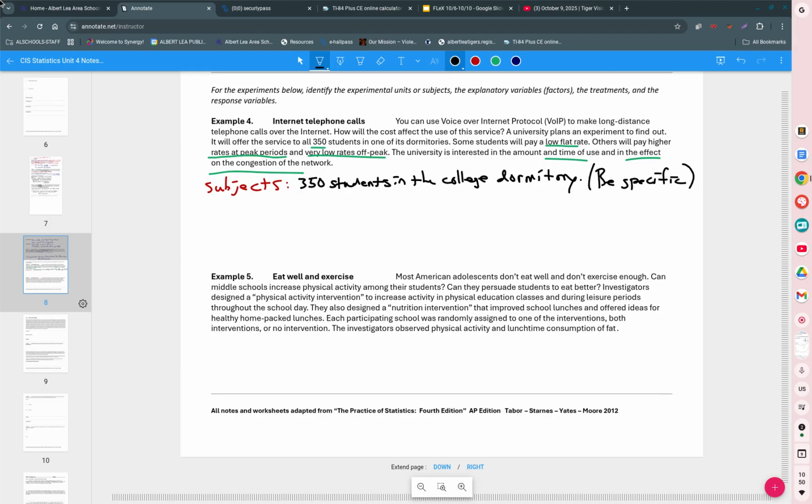Okay, the key is to be specific, okay? When you identify the subjects, be specific. If you just say students, it's not referring to all students. It's just the 350 students. And it's not 350 students at random. It's 350 students that happen to live in that dormitory. Okay, so be specific.